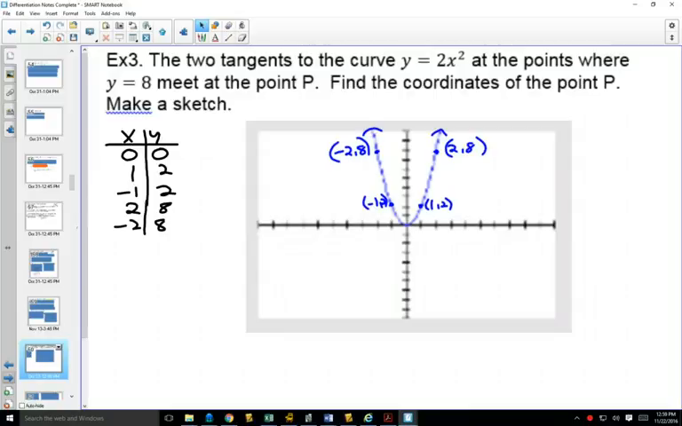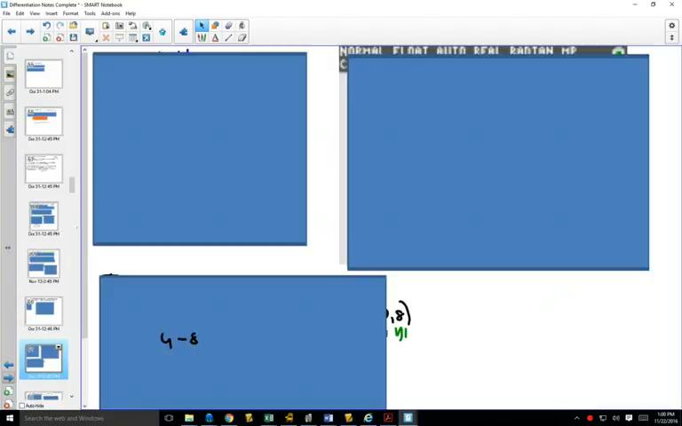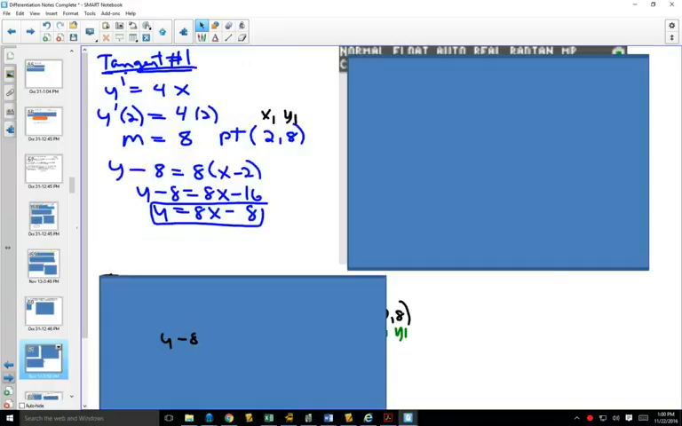So here is just the graph to example 3. And if you drew the horizontal line at y equals 8, you would hit this point, and there would be one tangent here and one tangent there. Now, we need to find out where those two tangents intersect. In order to find out where those two tangents intersect, we're first going to have to find out the equations of those two tangents. So here's our first one.